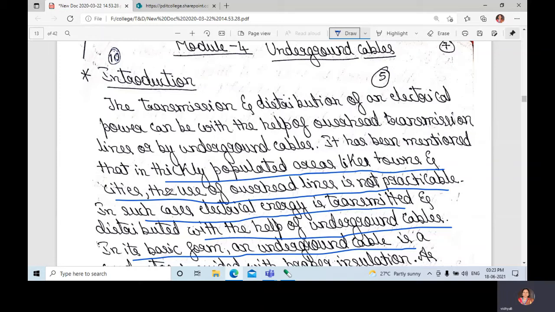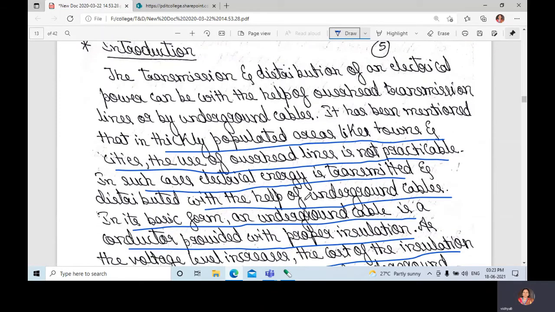It has been mentioned that in populated areas like towns and cities, the use of overhead lines is not practicable. They will go with the underground cables. In such cases, electrical energy is transmitted and distributed with the help of underground cables. You might have seen in industries also, they choose underground cables, maybe due to the height of power plants or any machines.